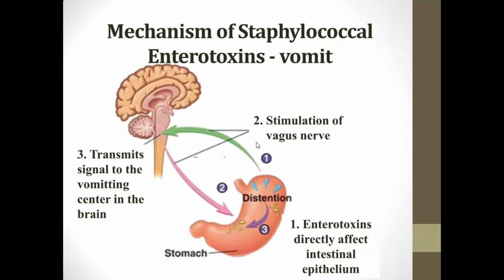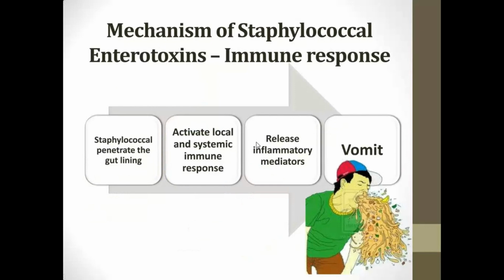This is a diagram that explains how staphylococcal enterotoxins act on the system. As the name suggests, enterotoxins are released, and the target site is your intestinal epithelium. Once they hit your intestinal epithelium, that stimulates your nervous system, and the nervous system then sends a signal to the brain that develops the vomiting sensation. Same thing, the staphylococci penetrate your gut lining and activate your local as well as systemic immune response.